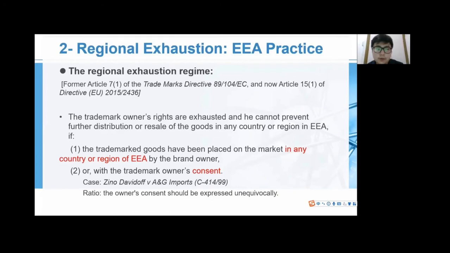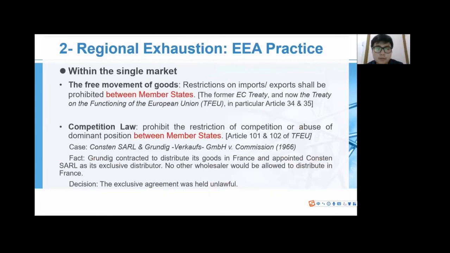But if the goods were sold outside the area and imported back, for example, which we call a parallel importation, the trademark rights are not exhausted. Also, there's a backdoor. Say, if the importer can obtain the consent from the trademark owner, it will not be a problem. So why should the trademark be regionally exhausted within the European Economic Area?